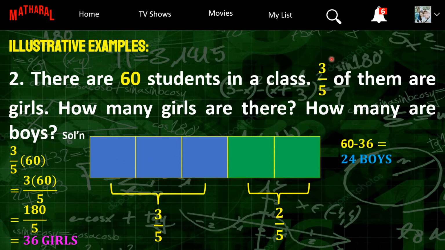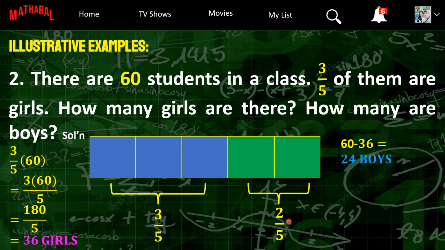So, it says here that 3/5 of them are girls. So, we have 1, 2, 3, all over 5. That represents the parts of girls inside the class with 60 students. So that is 3/5. Ayan po. And then the remaining part is 2/5. That is for the number of boys inside the class with 60 students.